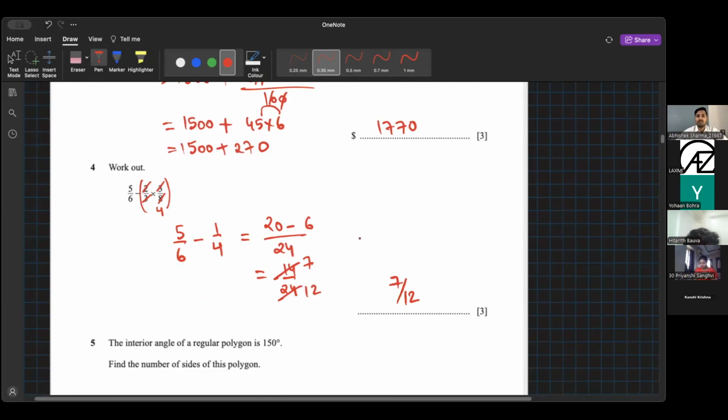Any questions in this? In such questions where there are no brackets, we apply BODMAS, so before subtraction we have to do multiplication. It was a simple question, but it was for 3 marks. If someone does 5 upon 6 minus 2 by 3 first and then multiplies, that will be incorrect. Okay.